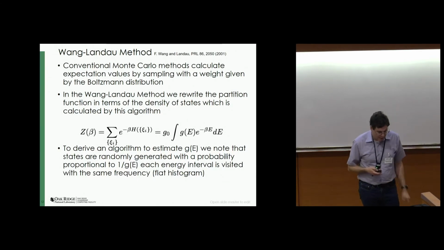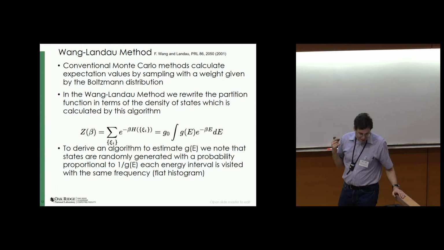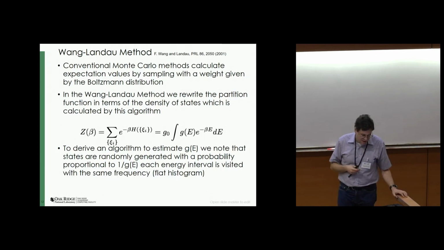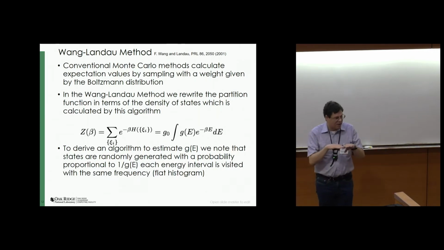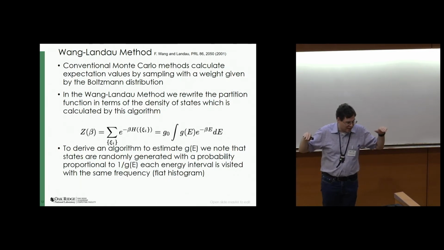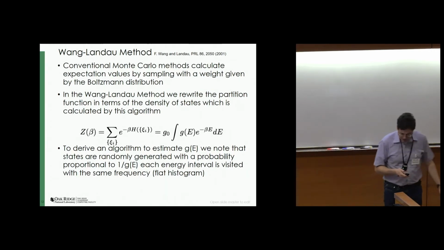from phase space with states with a probability that's now proportional to the inverse of the density of states, you will basically find all energies with the same probability. So you get a flat energy histogram.